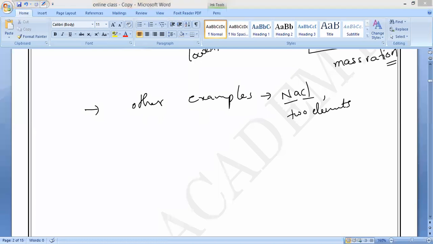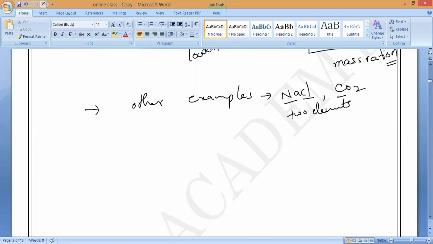Next, ammonia, carbon dioxide. Carbon dioxide has how many elements? 2 elements: carbon and oxygen. Now if you want the mass ratio of carbon and oxygen, please check it. It is not required for all, because we'll study mass ratio clearly in the next chapter. So now, the mass ratio of carbon and oxygen.